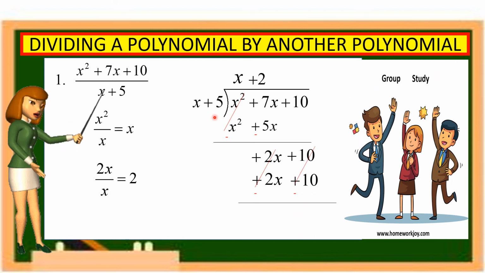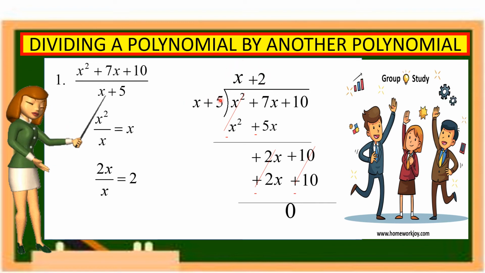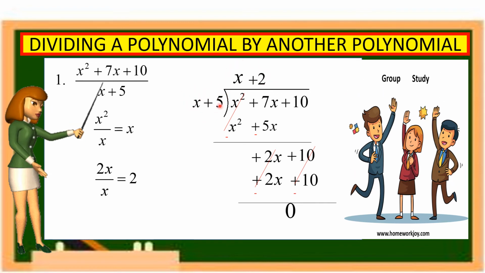So do we have a remainder? The remainder is 0. How do we know whether our answer is correct? We will multiply the quotient and the divisor. And if we multiply x plus 2 by x plus 5, the result is x squared plus 7x plus 10.